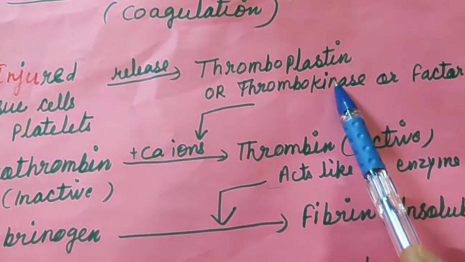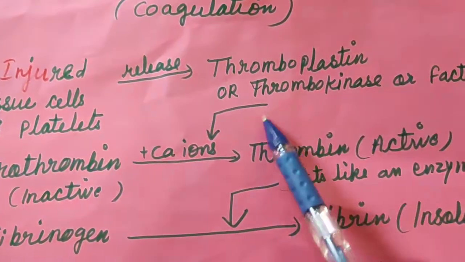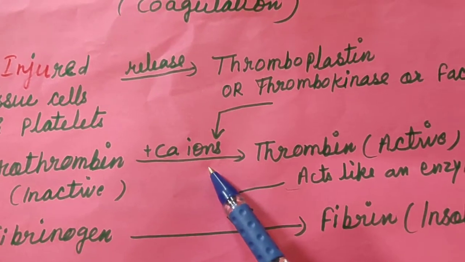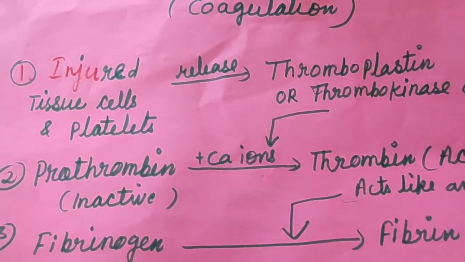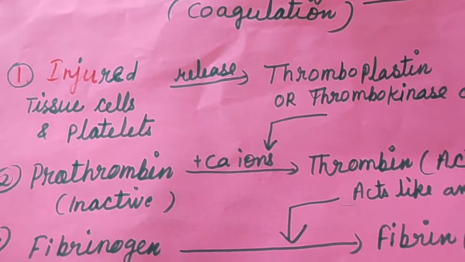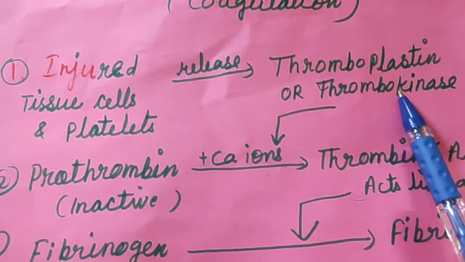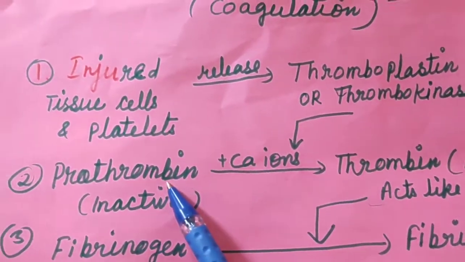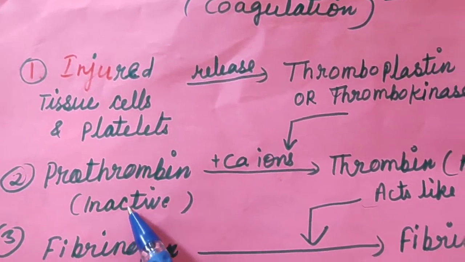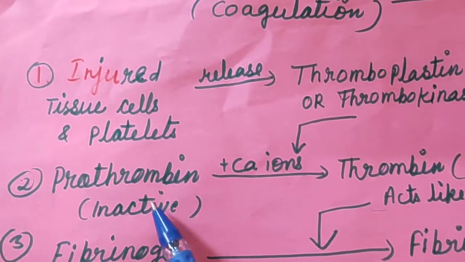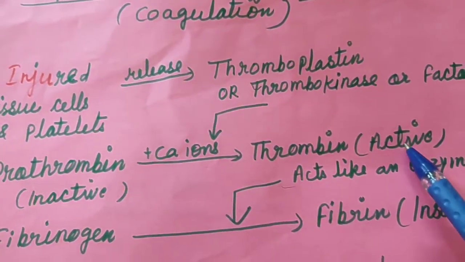The thrombokinase or thromboplastin acts as an enzyme and with the help of calcium ions present in the plasma, it converts a substance, prothrombin. It is in inactive form. It is present in plasma in inactive form, into thrombin.